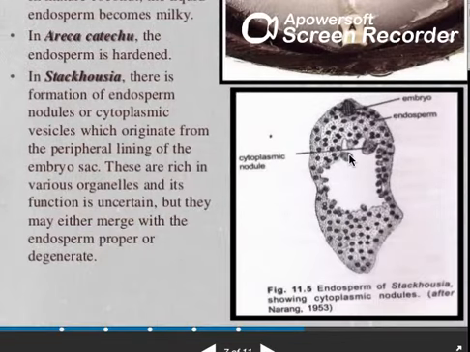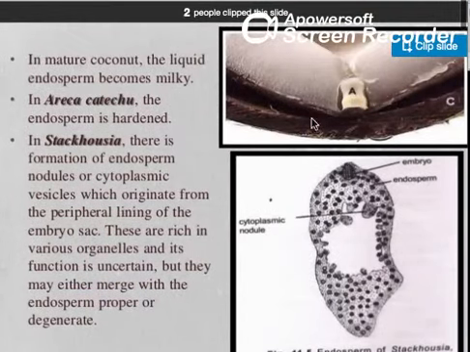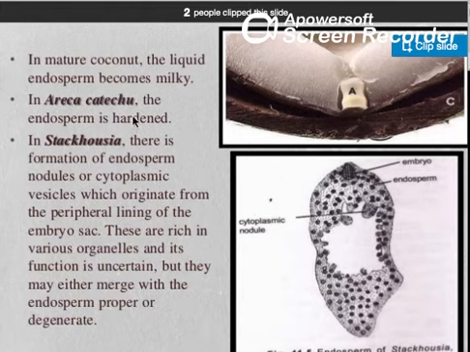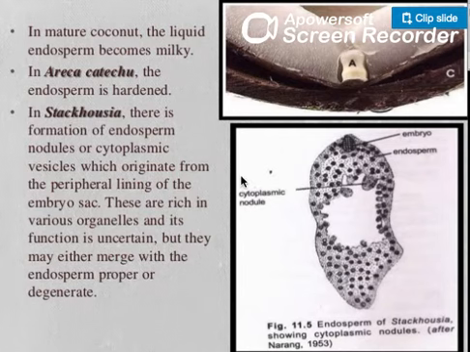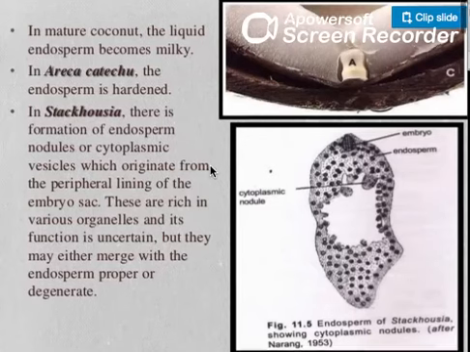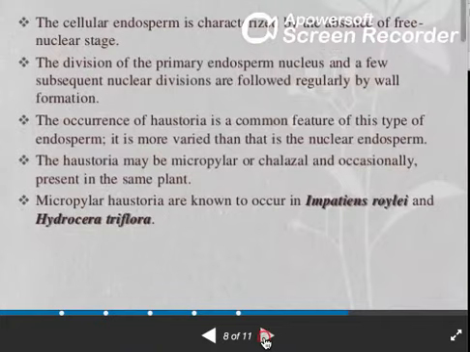Okay, then not only that, as I have explained, in coconut you have nuclear endosperm, which later on becomes cellularized, and then in betel nut also you have the endosperm, and in another species known as Stackhousia you have the endosperm here, which is composed of, can you see here, there are round structures, these are known as nodules. Okay, they originate from the lining of the endosperm or embryo sac. So those are the types of nuclear endosperm.